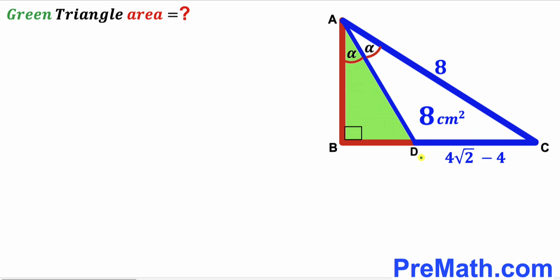Moreover, the side CD of this blue triangle is 4 times square root of 2 minus 4 centimeters, whereas this side AC is 8 centimeters. Furthermore, the area of this blue triangle has been given to us as 8 square centimeters. Now our task is to calculate the area of this green shaded triangle ABD.